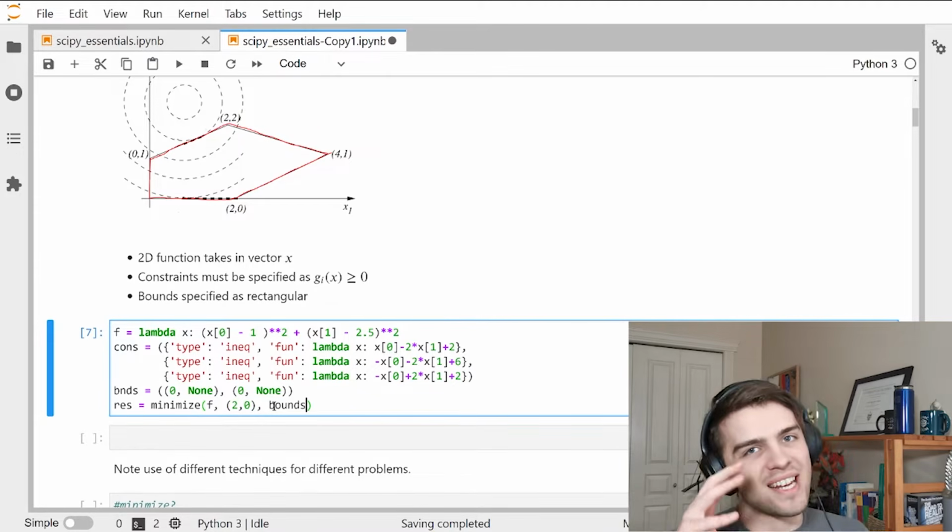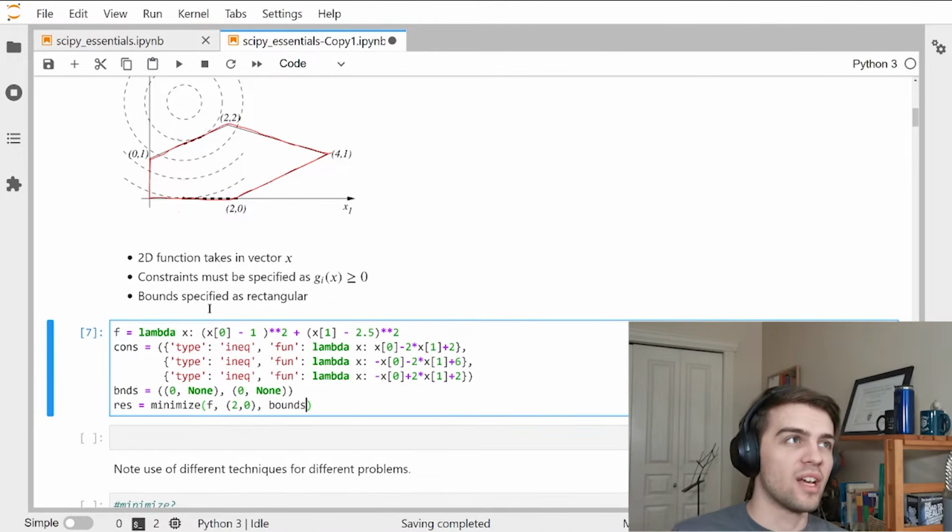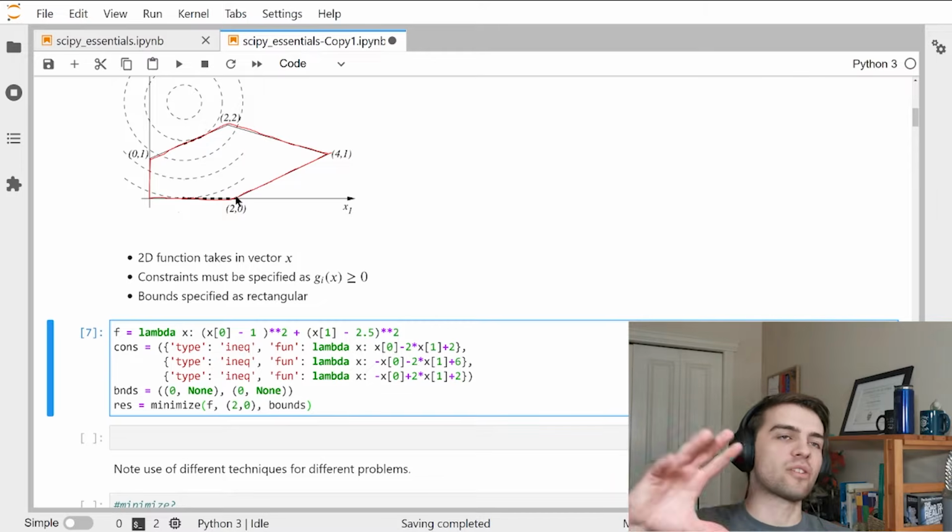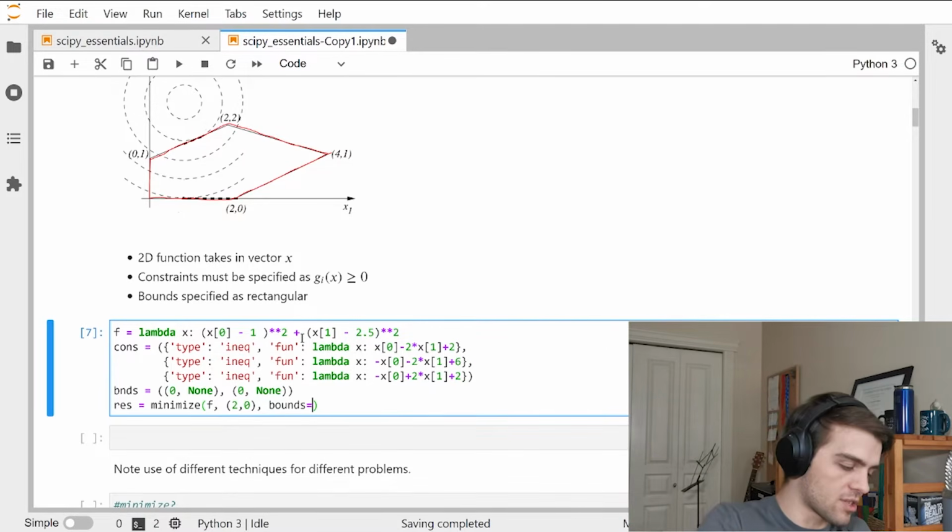By the way, the initial guess doesn't have to be spot on or even very good. Right here, I know I can give it 2, 0. I know that the optimal value is probably going to be somewhere around here, but I'm just going to give it 2, 0, and then it'll show that it will indeed go to the right location.